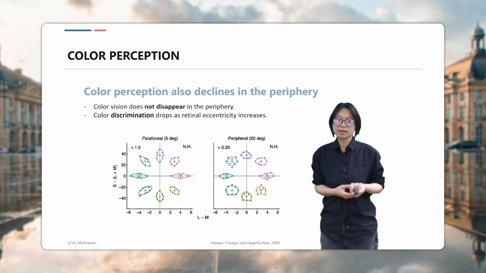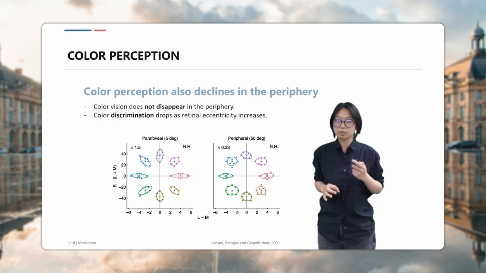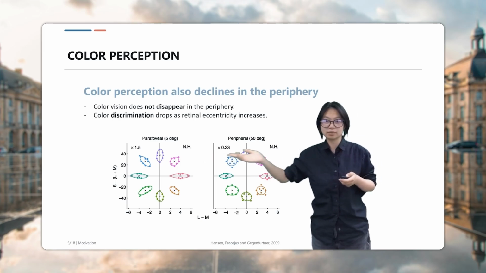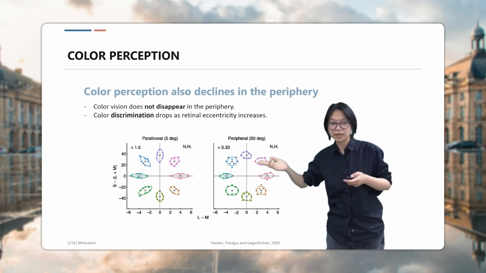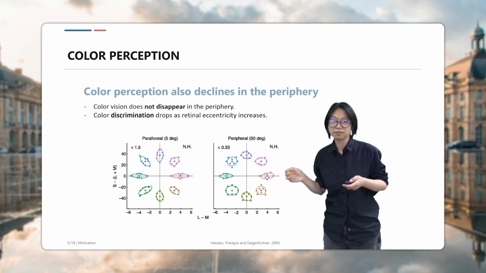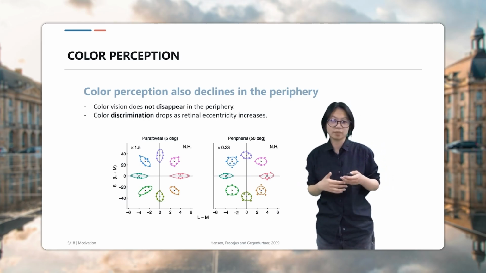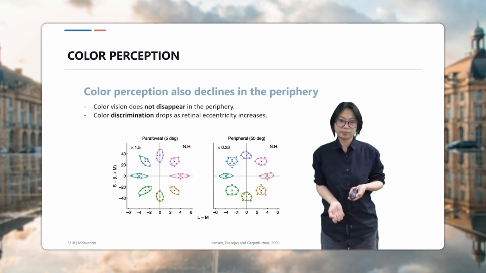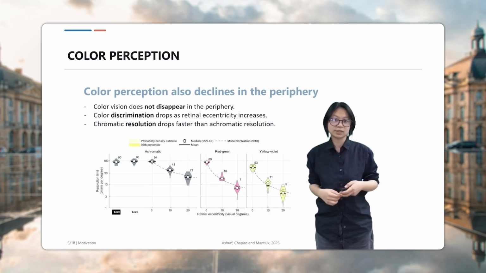Previous studies have shown that color perception is reduced, for example, through color discrimination. In this study, the left-hand side is the fovea and the right-hand side is the periphery. These ellipses mean the set of colors that people cannot tell apart. It increases significantly in the far periphery. A more recent study shows that the chromatic resolution can drop even faster than achromatic resolution. So this means we might be able to save more by considering peripheral vision for colors.